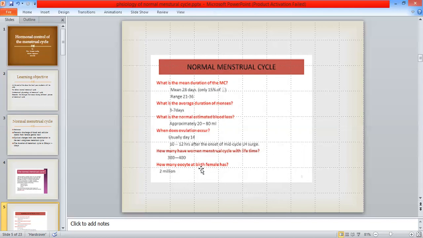How many menstrual cycles does a woman have in her lifetime? Every woman has approximately 300 to 400 cycles in her lifespan. And how many oocytes are present at birth? When a female baby is born, how many oocytes are present? About 2 million oocytes are present in the ovary when a female baby is born.